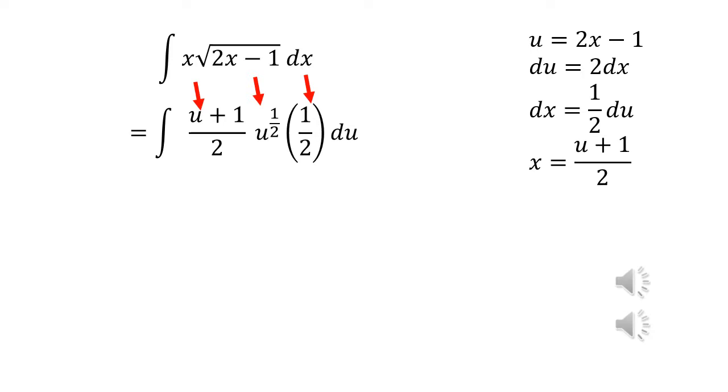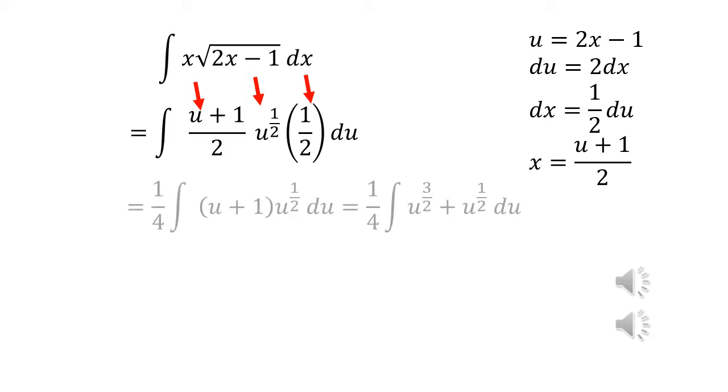Honestly, this integral looks pretty ugly, but then we begin to use some algebra, and we discover that we can pull out 2 factors of 1/2 with the constant multiple rule, and then we can distribute the u to the 1/2 to each term in u plus 1. And that leaves us with an integral that's not so bad: 1/4 the integral of u to the 3/2 plus u to the 1/2 du.